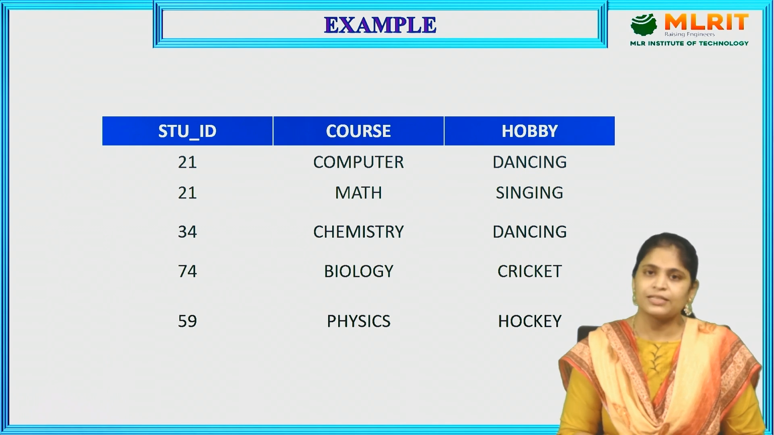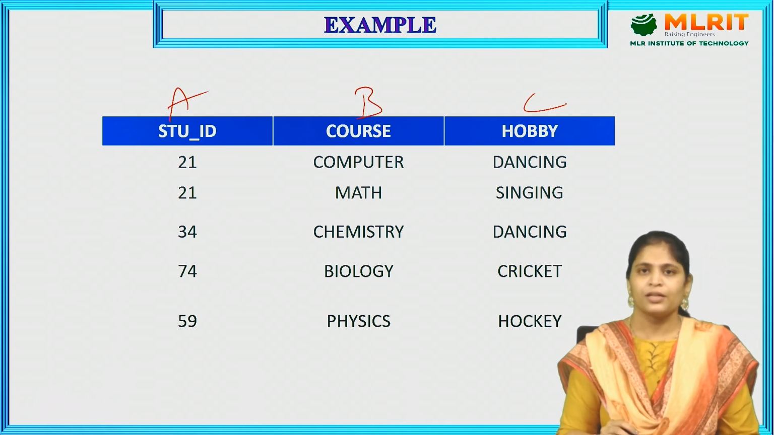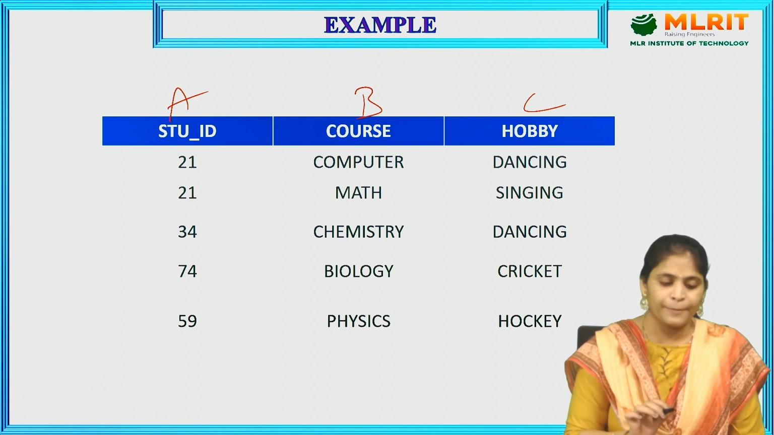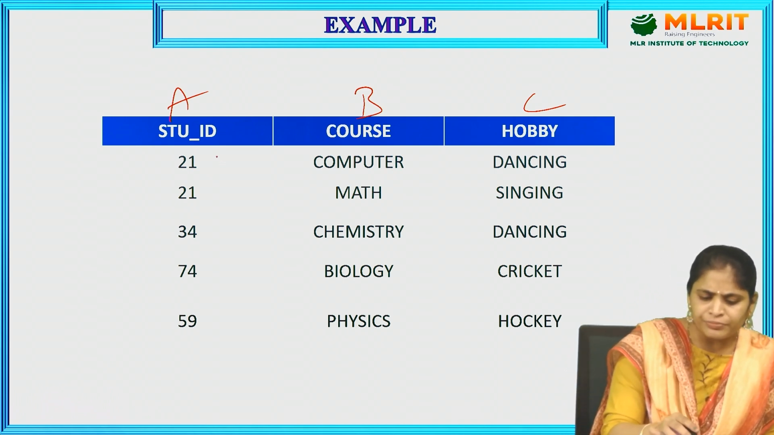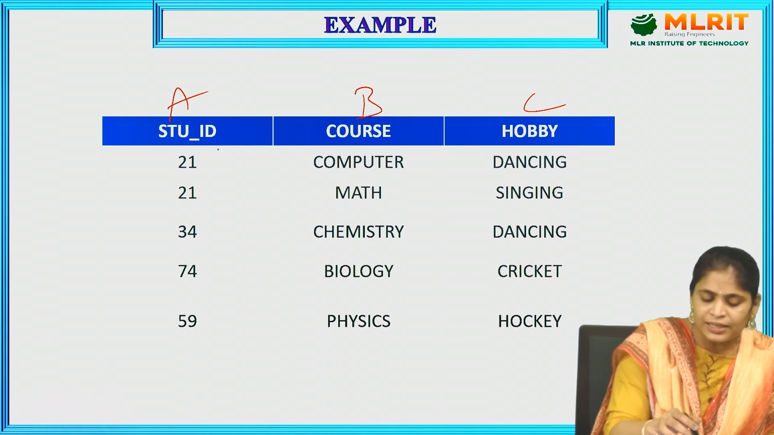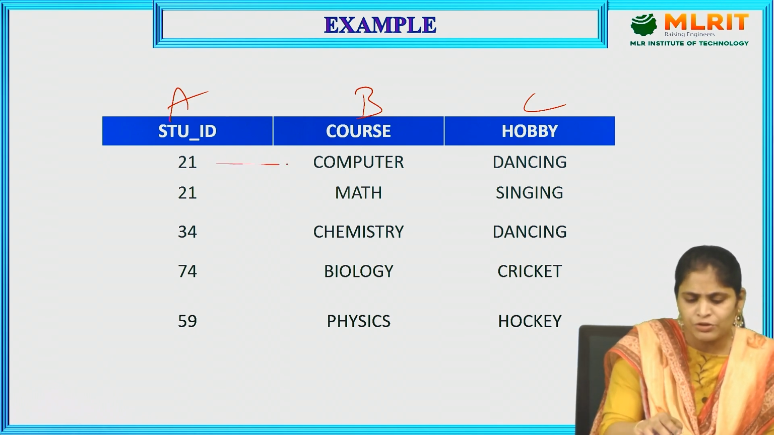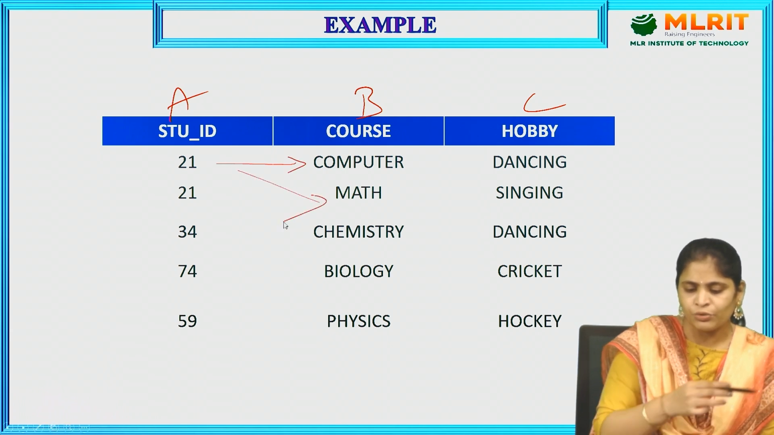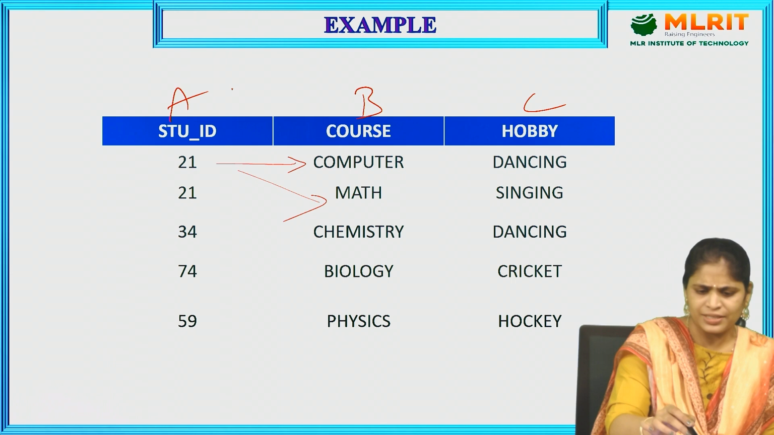Let us discuss this one. This is A, this is B, and this is C. So here: student ID, course and hobby. Here I can say that A is multi-valued to B. The same student enrolled in 2 courses, computer and math. So we can say that here A is multi-dependent on B.